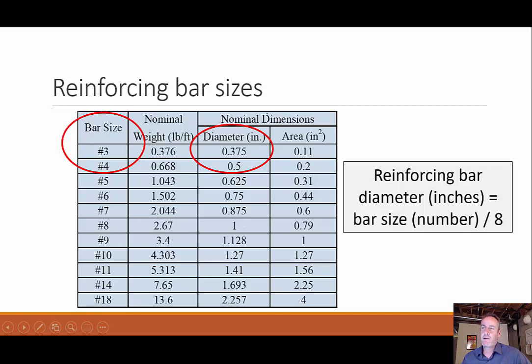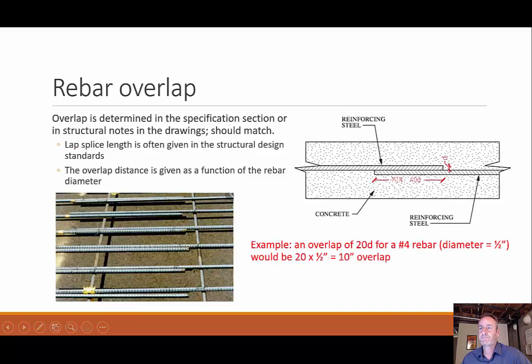Now that is the nominal dimension. It means it's what we name it. The actual dimension may vary slightly, but in essence, that's the naming convention for our bar sizes. Also note we have a weight in pounds per foot and a cross-sectional area, which of course you could calculate if you needed to.